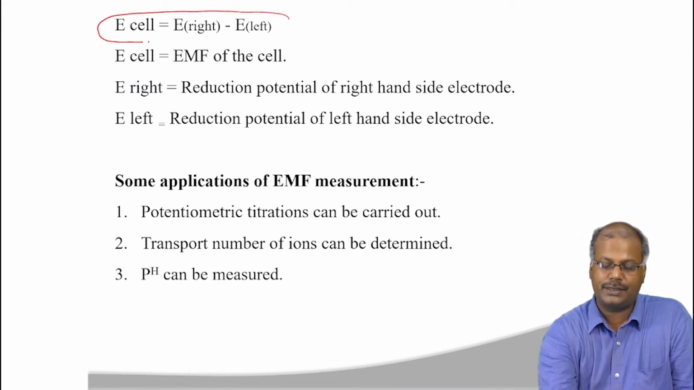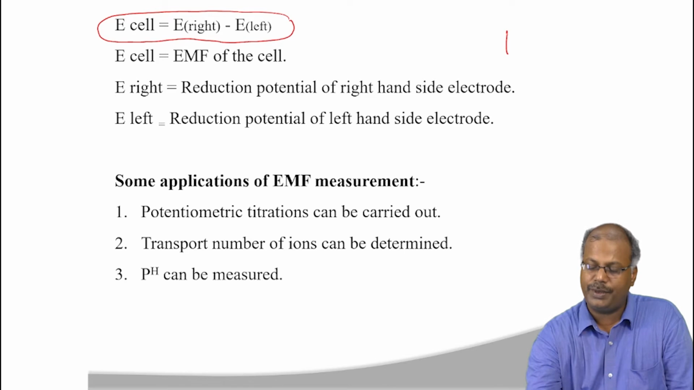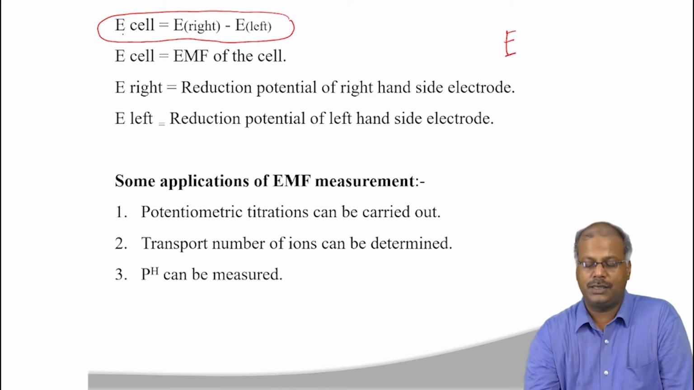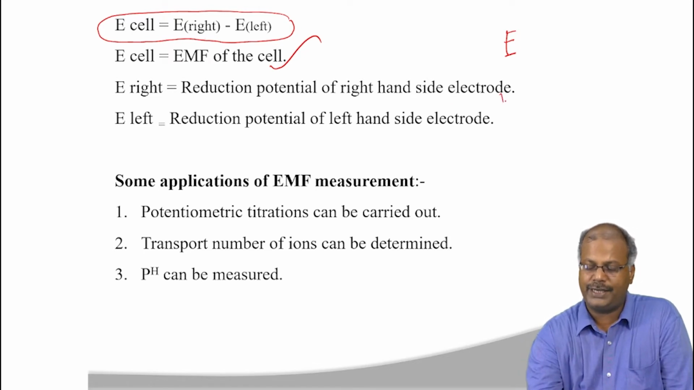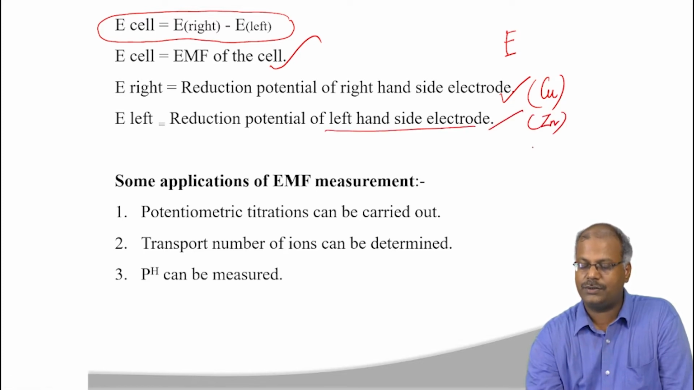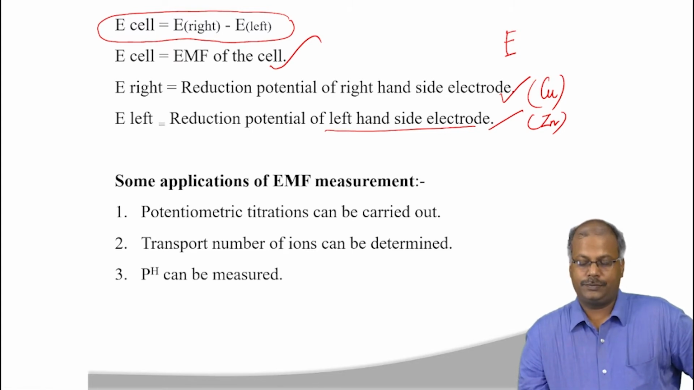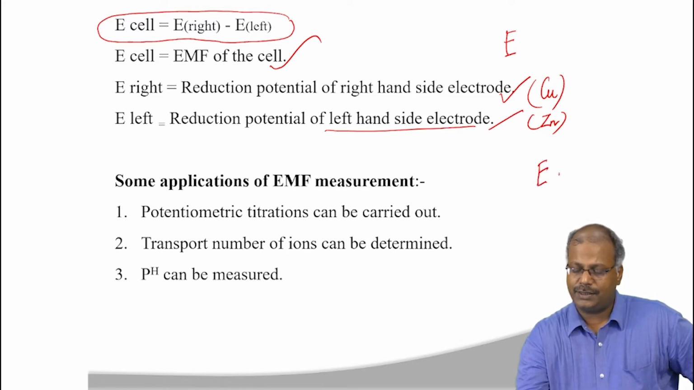So we have explained the same thing again. EMF is calculated by E cell is equal to E right minus E left. E cell means EMF of the cell. E right means reduction potential of the right hand side electrode, which in the zinc copper example is copper, which undergoes reduction. And E left means the potential of the left side electrode, which is zinc, which undergoes oxidation.